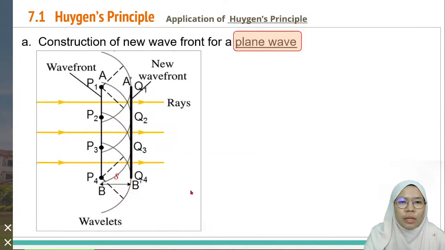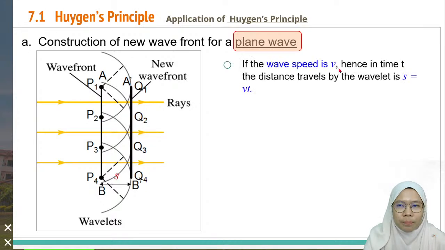Now that we know what Huygens principle is, you should be able to explain the construction of the new wavefront. The first one is for the plane wave. This is the plane wavefront. If the wave speed is v, then in time t the distance travelled by the wavelet is s equals vt. This is from the velocity formula: velocity is equal to displacement over time, so the displacement is v times t. This is s, the distance travelled by the wavefront.